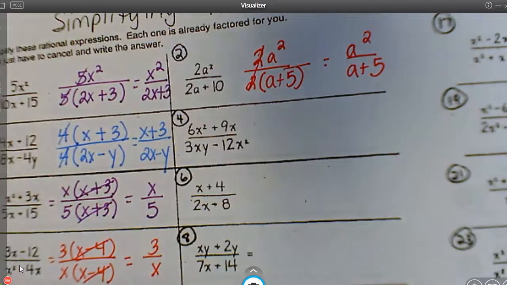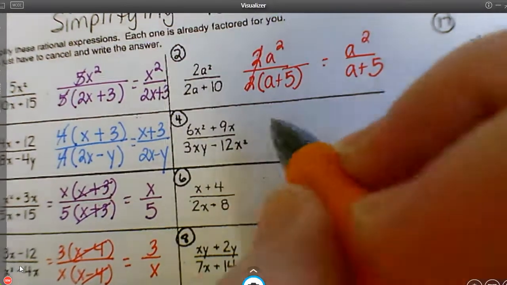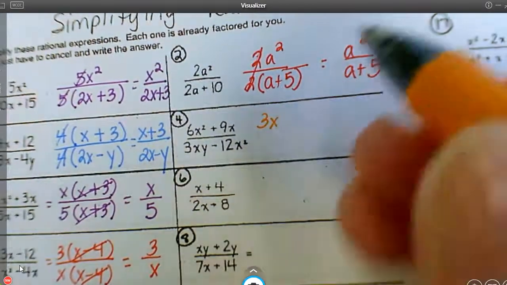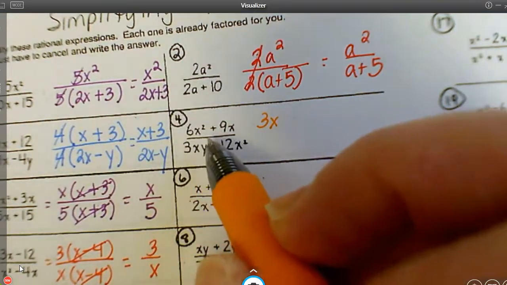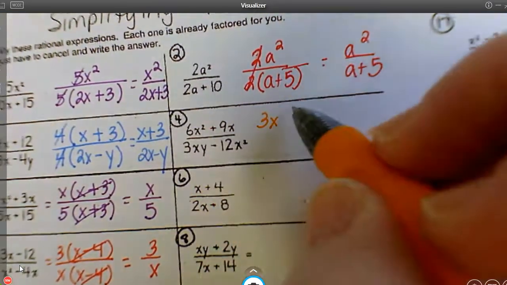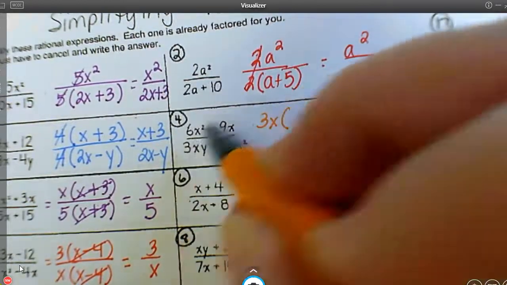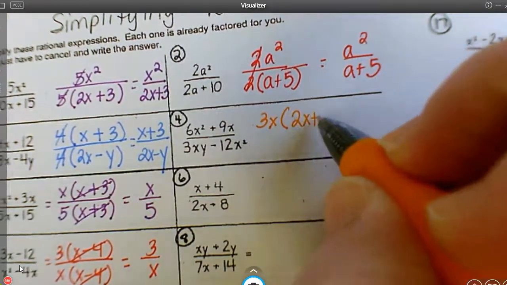Okay? Number 4. The greatest common factor on top is a 3x. So be careful and try to get out everything that you can that's a part of the greatest common factor. When you divide it out, you're left with 2x plus 3.